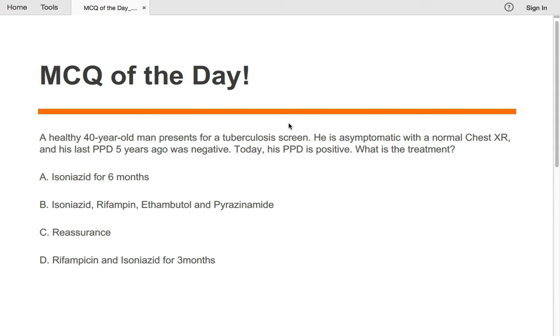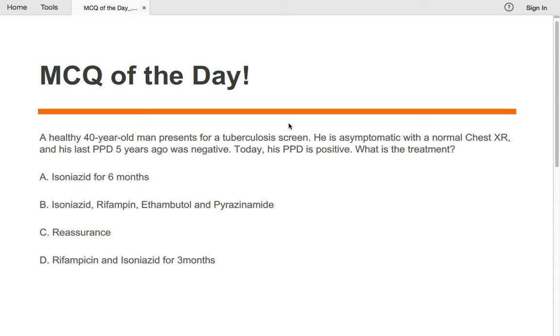So the MCQ says: a healthy 40-year-old man presents with a tuberculosis screen. He is asymptomatic with a normal chest x-ray, and his last PPD 5 years ago was negative. Today his PPD is positive. What is the treatment?